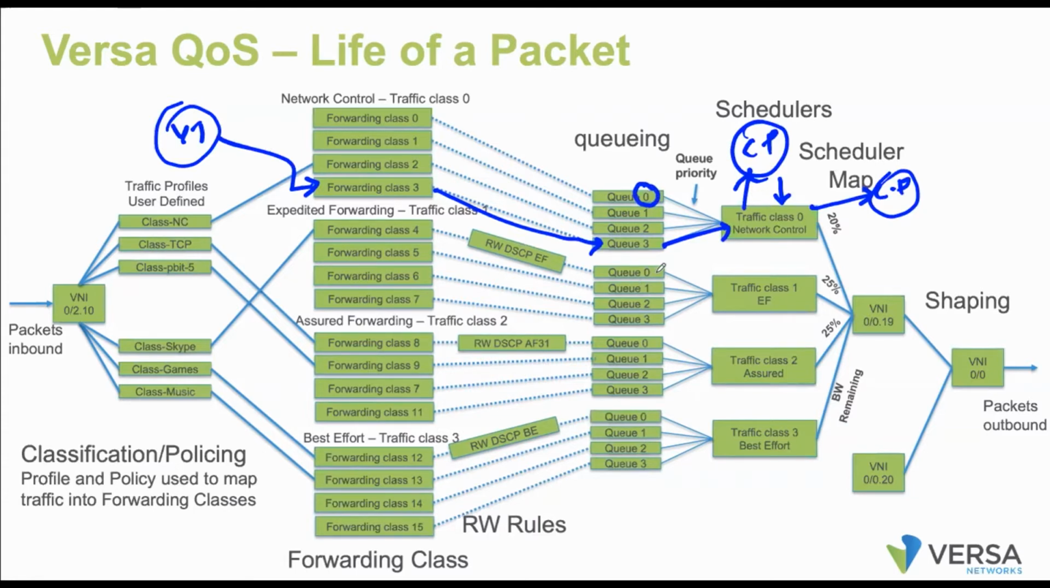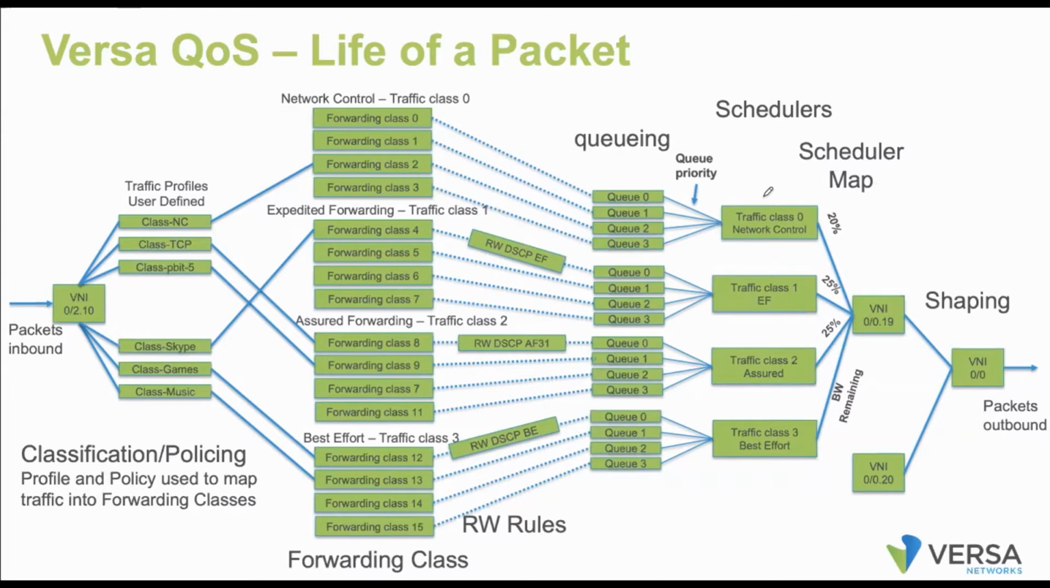So we can also allocate the bandwidth. Suppose in our traffic class 0 we allocate 20% bandwidth. We can also assign that 20% within Q0, Q1, Q2, Q3. So out of the available bandwidth, which queue should get the high bandwidth, you can mention with the help of the queue priority. Okay. You can do that.